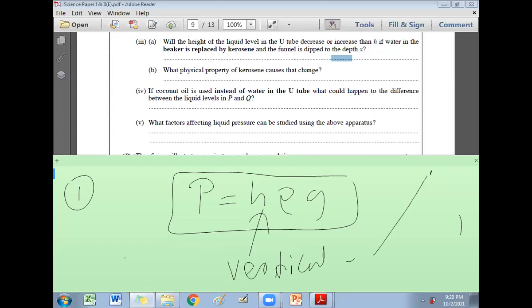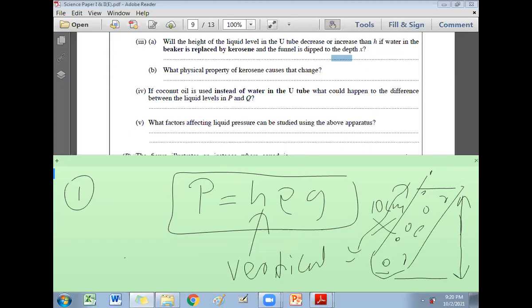Vertical height of the liquid column. If you take a tube like this, don't take the physical length of this tube. Take this height. Be careful in the exam. They will ask you to use P equals h rho g to calculate the pressure acting at the bottom of this. Don't take this physical length. If they give here 10 centimeters, don't use that value. Use the vertical height. If they give you 7 centimeters, use that height for calculating the pressure at the bottom of this tube. And the other one, density of the liquid.